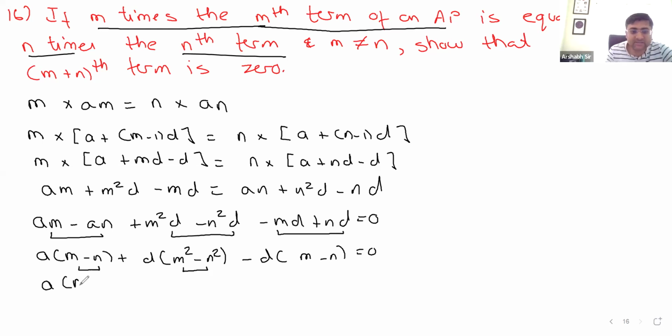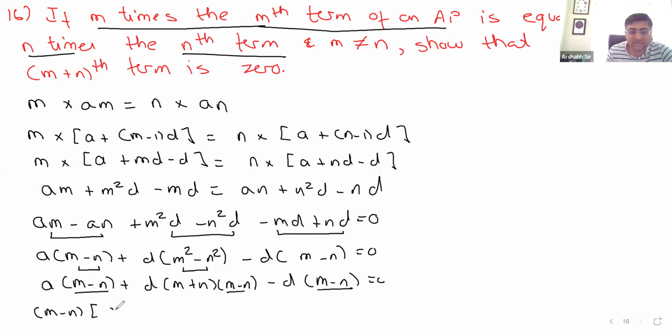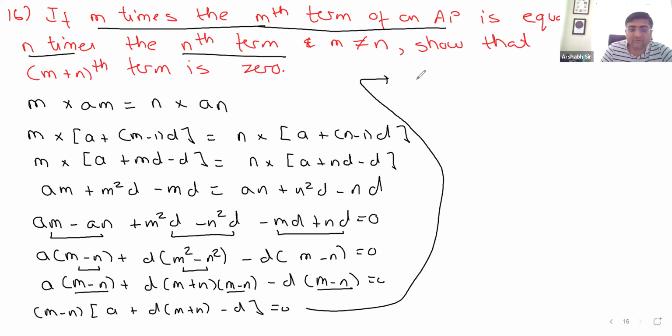अब देखो, a times m minus n plus d into m square minus n square is m plus n into m minus n, minus d into m minus n is equal to 0. m minus n कॉमन ले लो आप. तो क्या बचा? a plus d times m plus n minus d is equal to 0. So we have m minus n into a plus, I can take d common from here, into m plus n minus 1 is equal to 0.